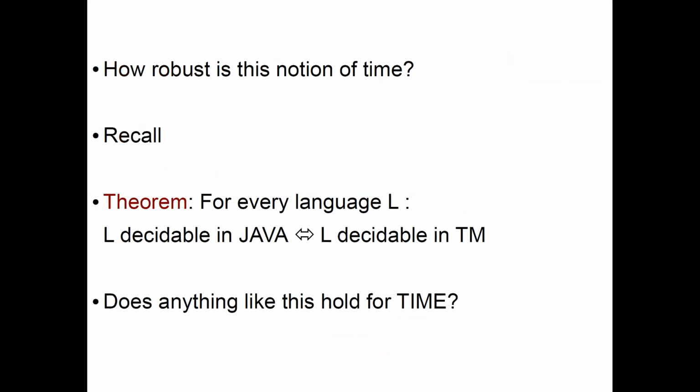How robust is this notion of time? Recall that for every language L, we mentioned earlier that L is decidable in Java if and only if L is decidable on a Turing machine. In terms of decidability, there is no difference between Java and Turing machines. Does anything like this hold for time? What do you think?